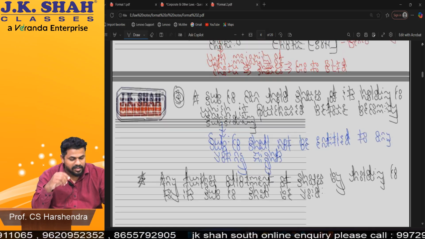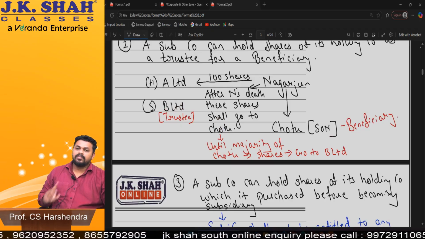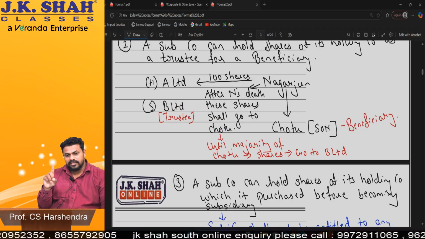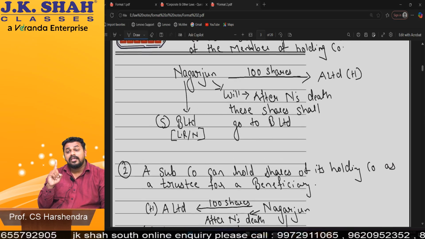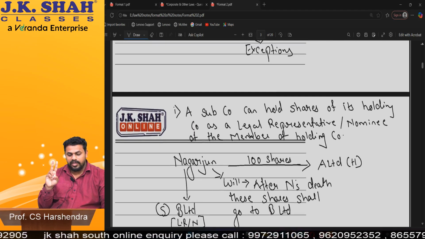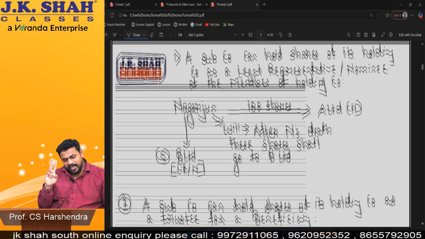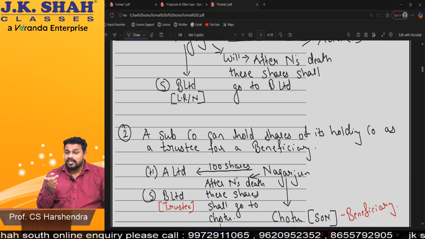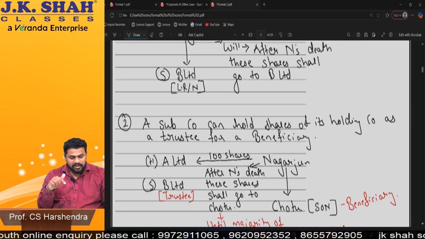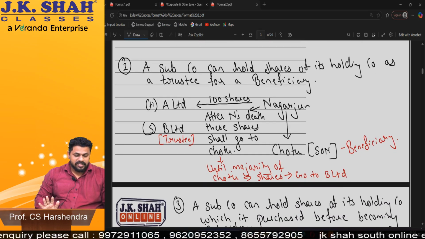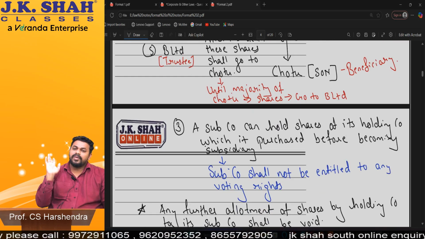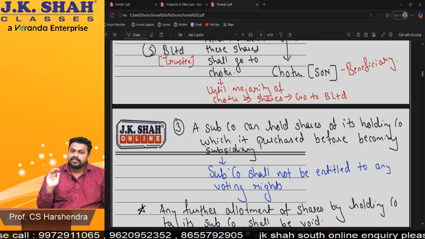So can a subsidiary company hold shares in its holding company? No. But which are the 3 exceptions? First, it can hold shares as legal representative or nominee of a member of the holding company. Second, it can hold shares as a trustee for a beneficiary. And third, whatever shares it purchased before becoming a subsidiary, it can still hold those shares, but on those shares no voting rights will be given. Am I clear with this?